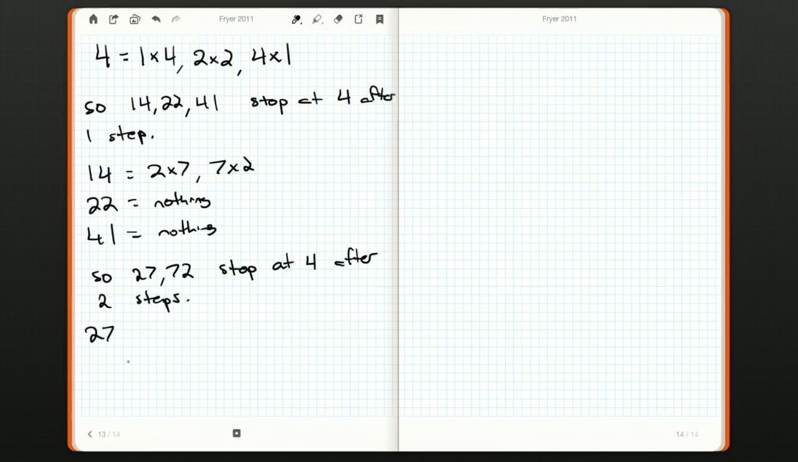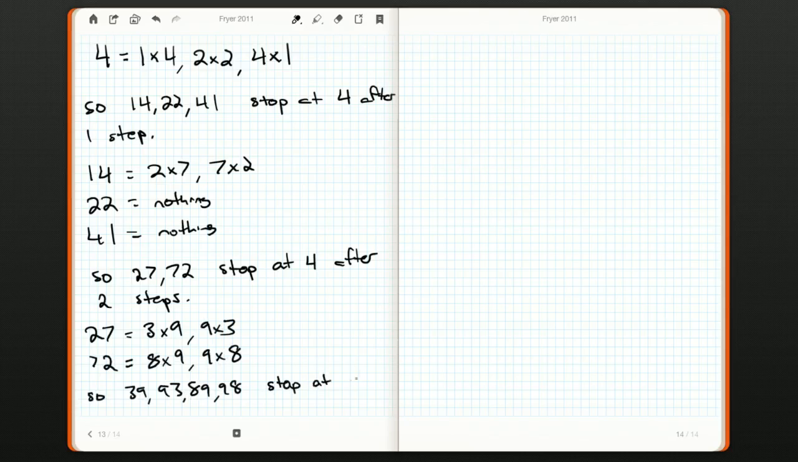Alright, but we're asked all the numbers that stop at 4, so we can't just stop at 2 steps. We're going to have to keep going. 27, we can write that as 3 times 9, and 9 times 3, and those are the only ones. 72, that's going to be 8 times 9, or 9 times 8. So after 3 steps, each of these 4 numbers will stop at 4.